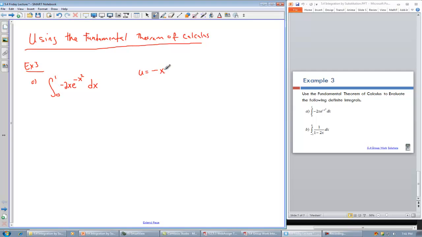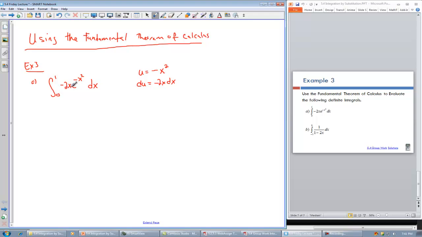But if you choose negative x squared, you'll be right. So the idea is you can let it be the thing on the inside. So if you realize that's the thing on the inside, let it be it. Or you'd say this is a function and its derivative is right here. So when you take the derivative, du is equal to minus, the 2 comes down, you get negative 2x dx.